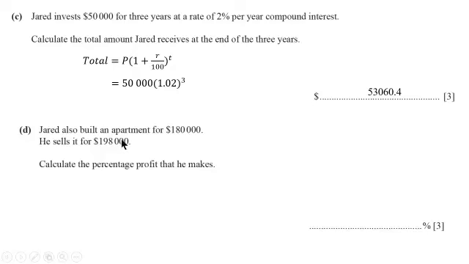Okay, item D. George built an apartment for $180,000. He sells it for $198,000. Calculate the percentage profit that he makes. Of course, it's very easy. Some students make it in 2 steps, and I prefer to make it in only 1 step by following the rule: selling price minus cost price, all divided by the original amount or the cost price. And the answer will be 10%.